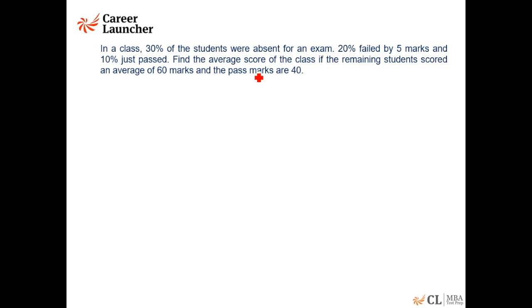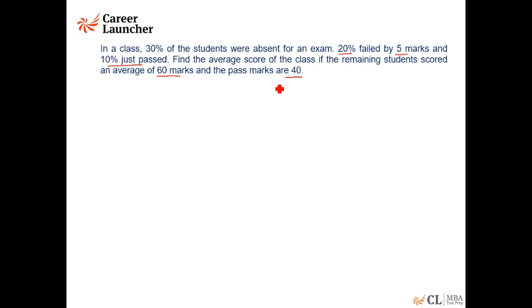Okay. In the class, 30% of the students were absent for the exam. 20% failed by 5 marks and 10% just passed. Find the average score of the class if the remaining students scored an average of 60 marks and the pass marks are 40 marks. Now this question can be done by multiple ways. You can apply weighted average, you can apply deviation method actually.